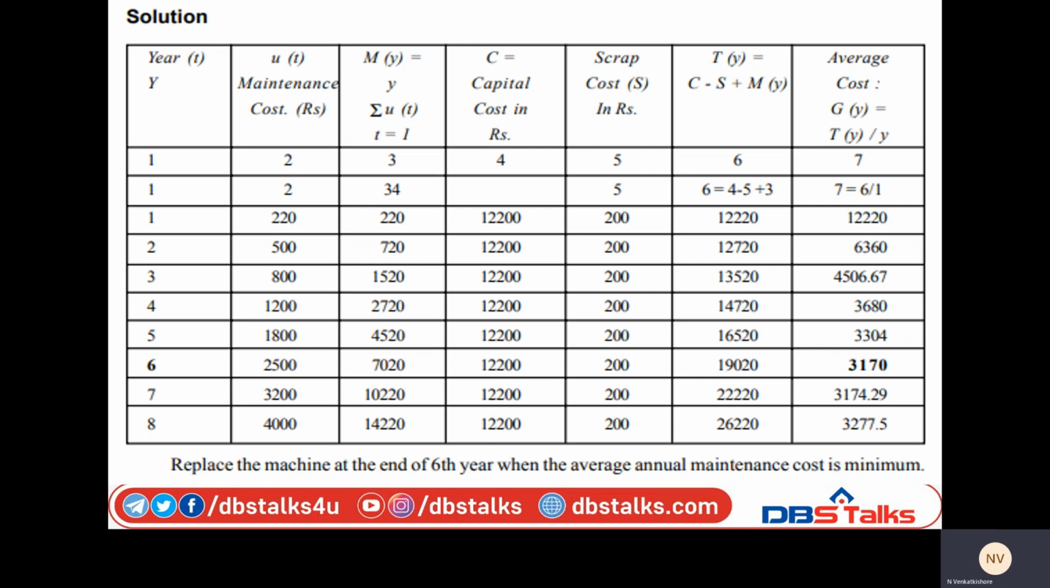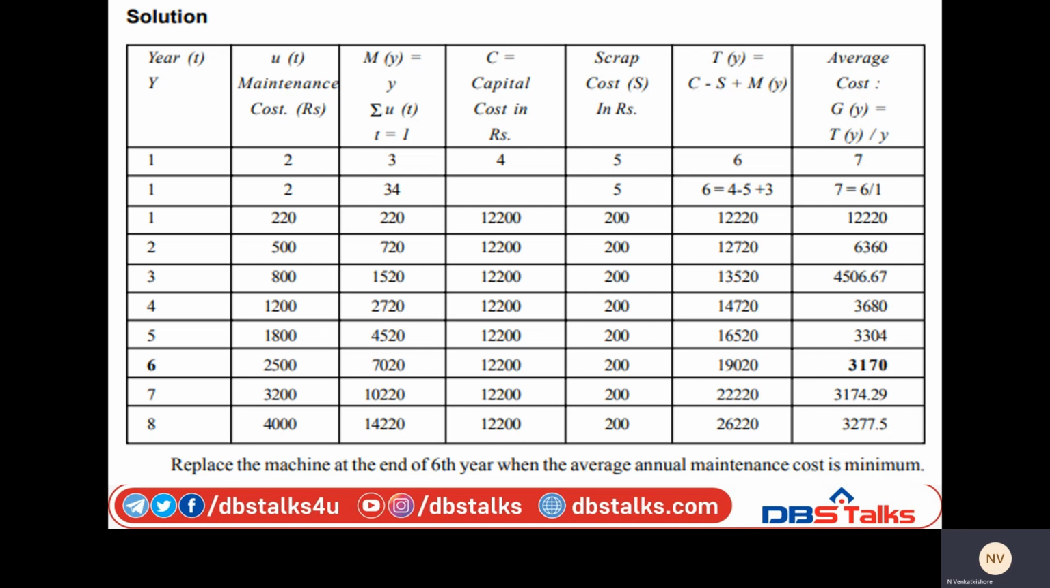What is the capital cost? It will always be the same, 12,200. What is the scrap value? 200. It is also always the same. Then what is the total cost? Scrap value, that is the resale value, is the value we need to subtract. So capital cost C minus scrap value S plus maintenance. We already implemented that. So plus the maintenance cost, that is cumulative, so plus sigma of maintenance. Then finally we get 12,220, 12,720, 13,520. That is the sixth column.